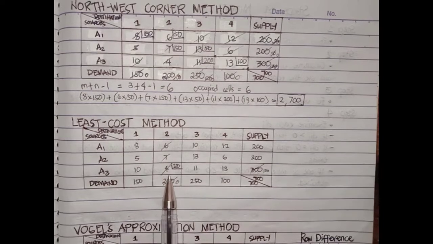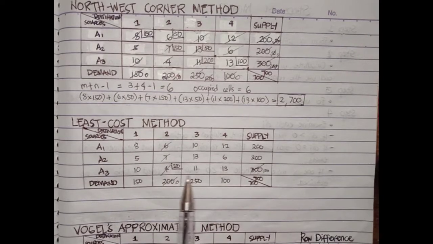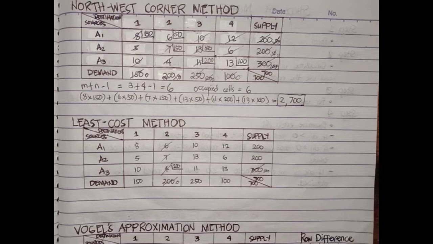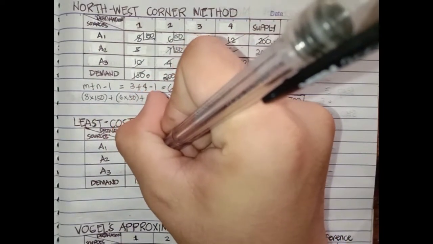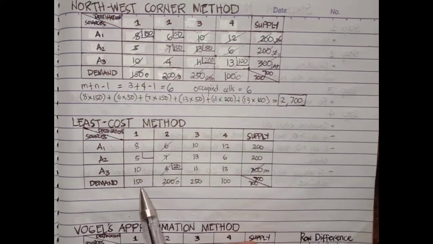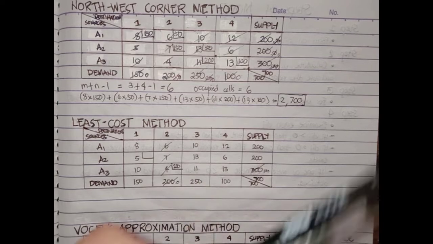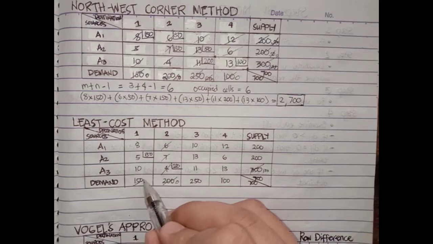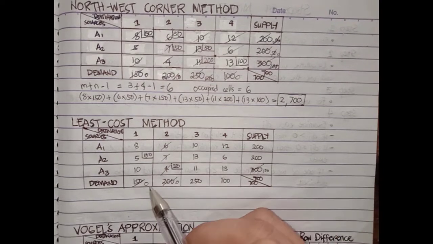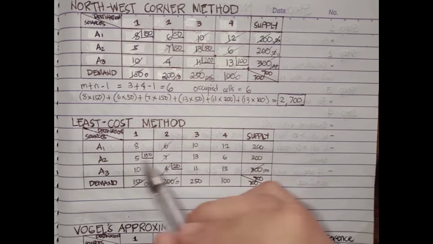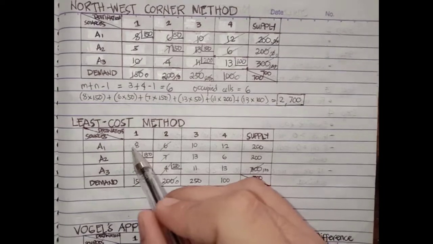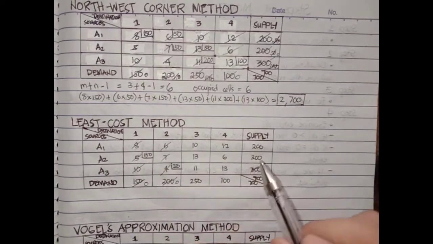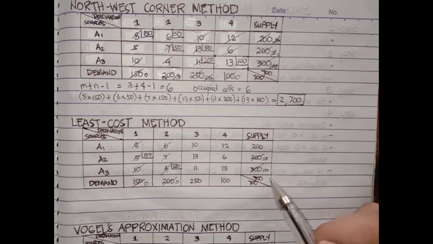So we will find another least cost. We have here 5. So we will allocate in this cell, in this corner. We have 150 and 200. So 150 is the smallest, so we will allocate 150 here. 150 minus 150 is equal to 0. Since this is also 0, we will no longer allocate this column. 200 minus 150 is equal to 50.